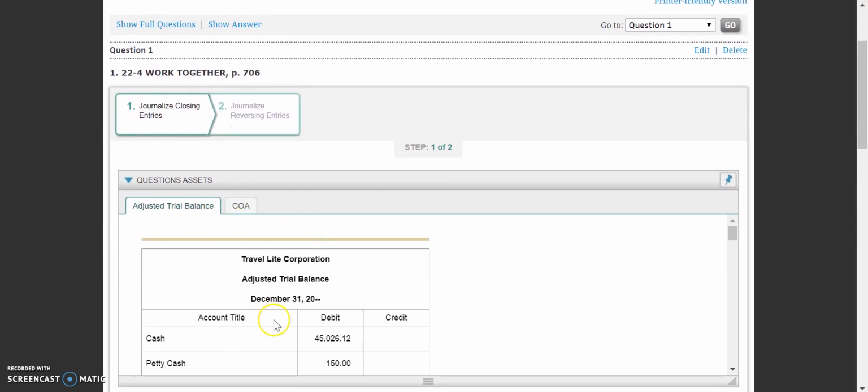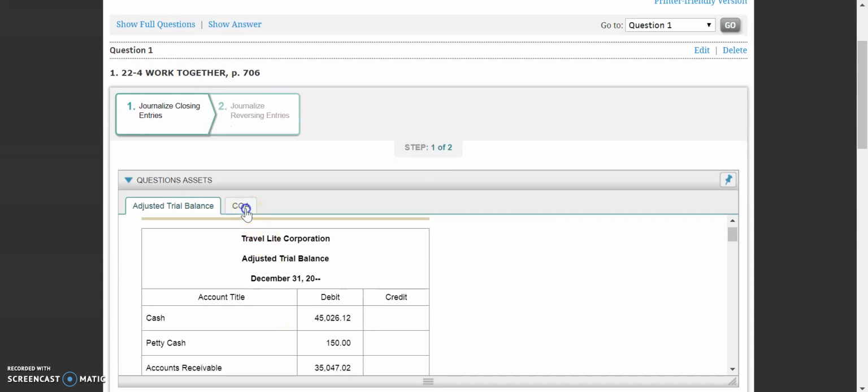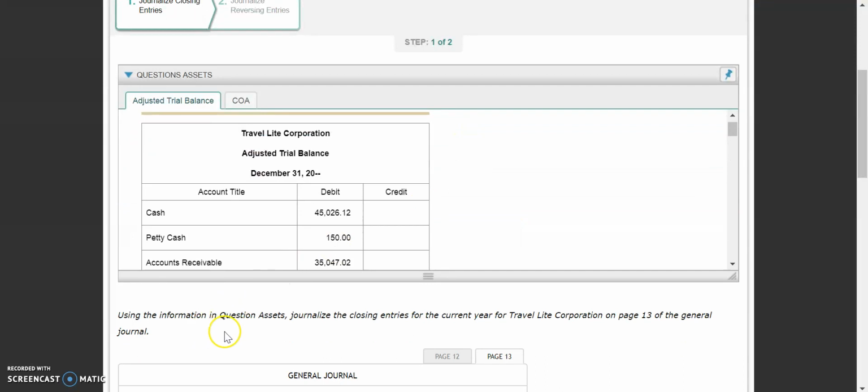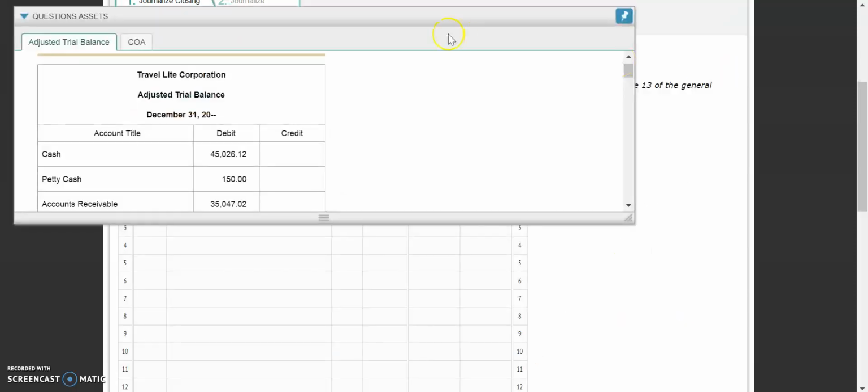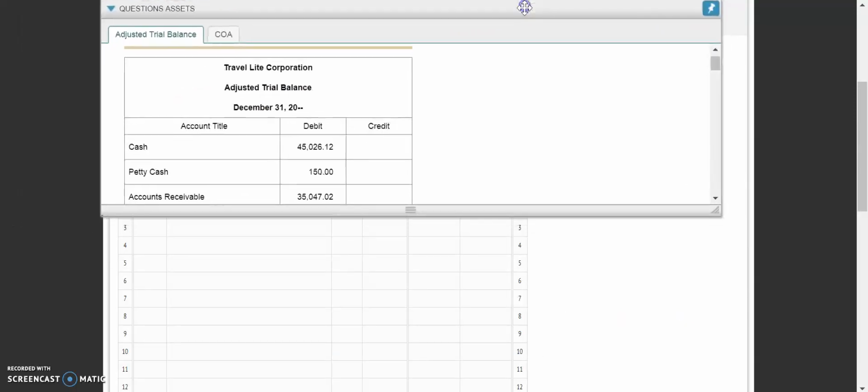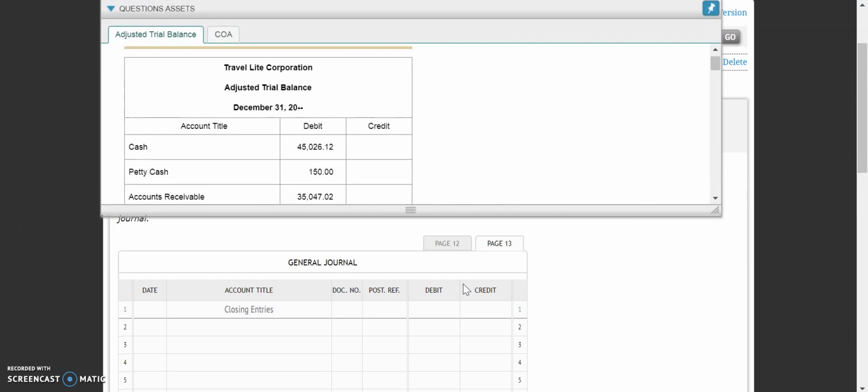We have our adjusted trial balance and our chart of accounts listed here in case we need that. And as we scroll down, it says we're going to use the information in our question assets to journalize the closing entries for the current year for our Travel Light Corporation on page 13 of our general journal. So I'm going to adjust this and get this out of the way. And I'm going to come down here.